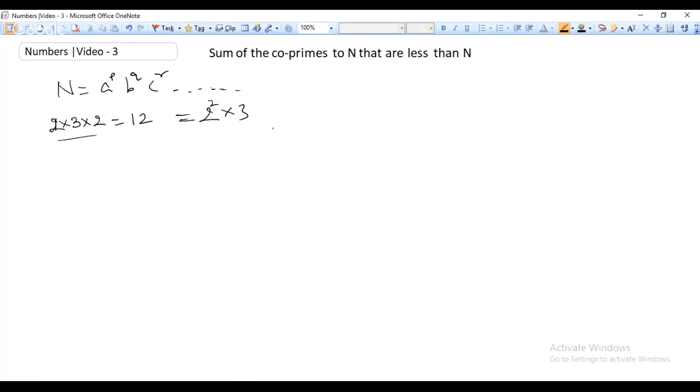So what are the co-primes to this number? The co-primes to this number would be 1, 5, 7, and 11. Right? So what are we getting?